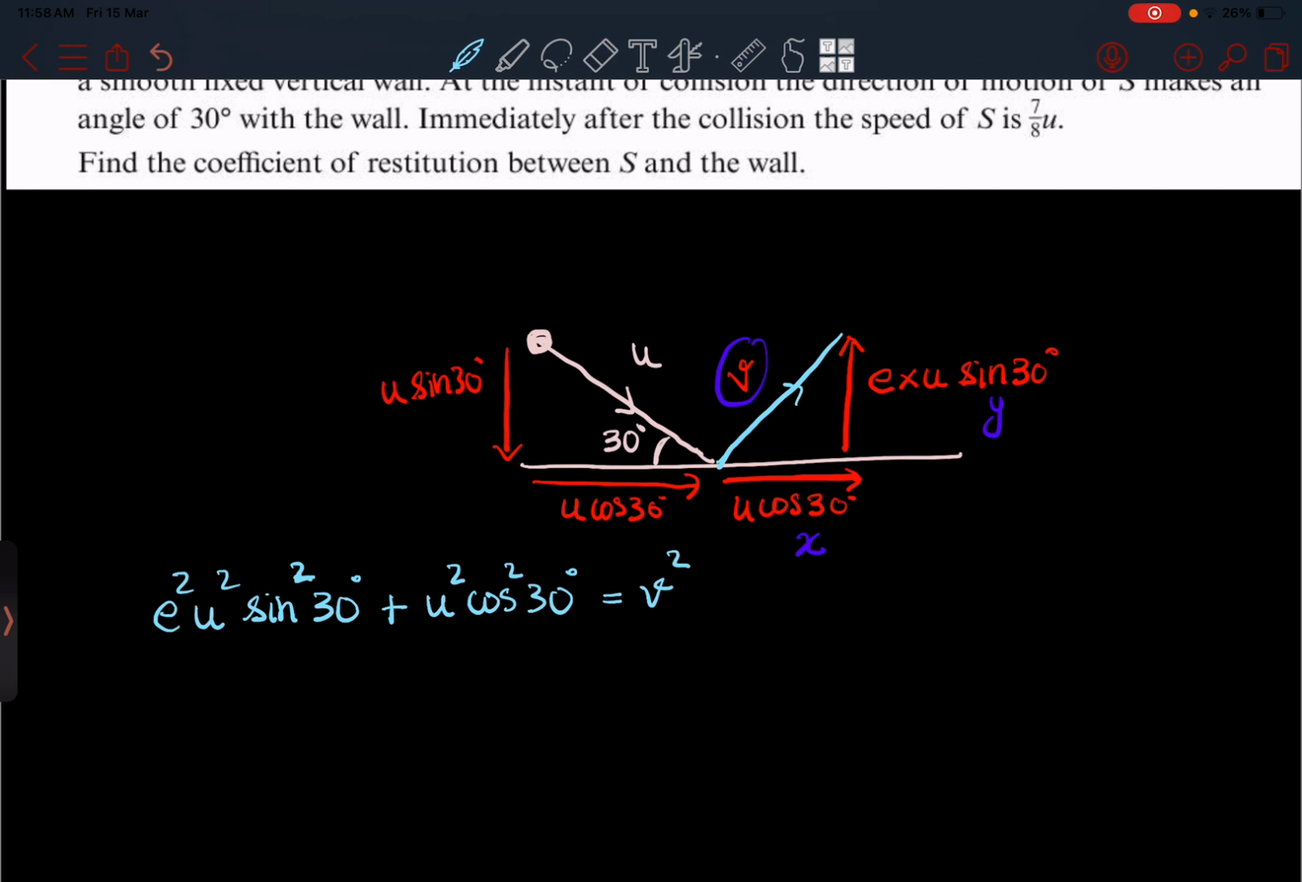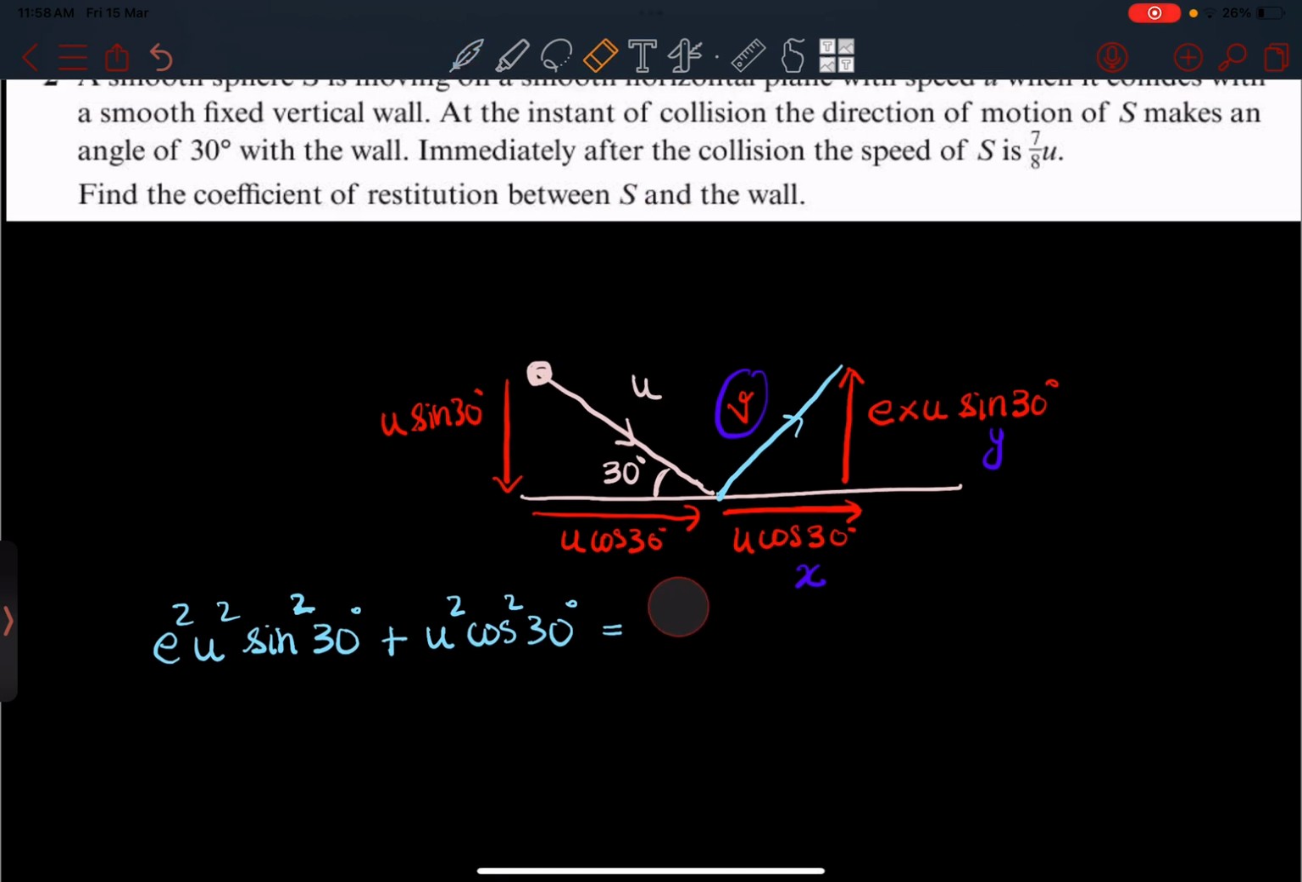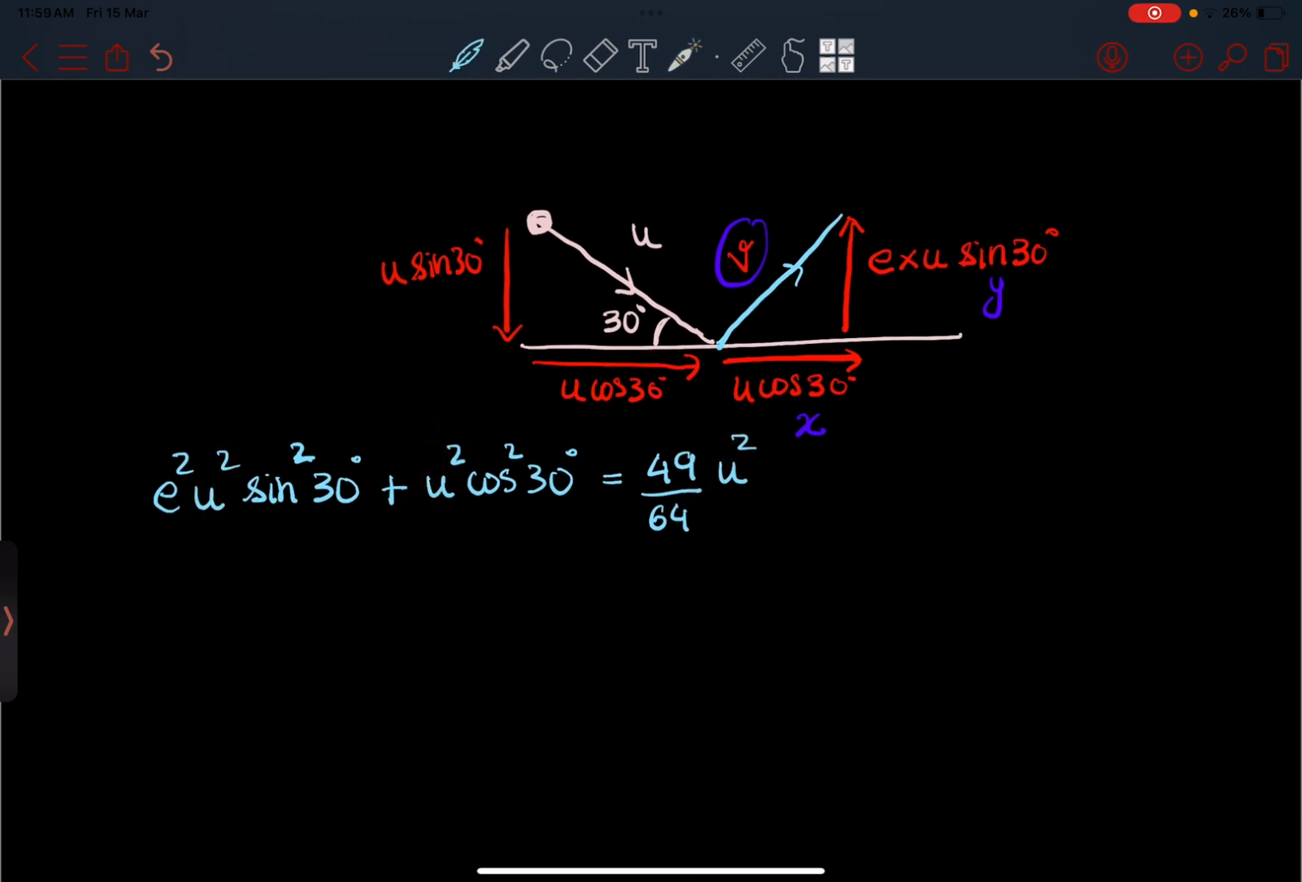We know that v is 7/8 u, so v squared would then be 49/64 u squared. That means we can now cancel off u squared, which then gives us e squared times sine 30 squared, sine 30 is half, so that will be 1/4. All the u's are gone, since we are dividing throughout by u squared. Cos 30 is √3/2, so cos squared would be 3/4.